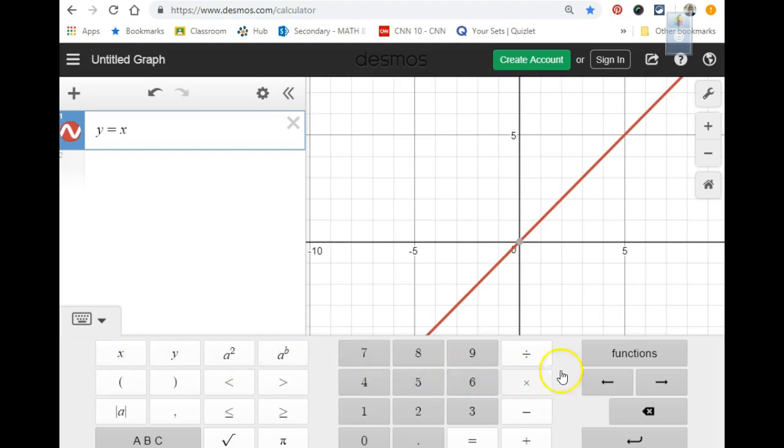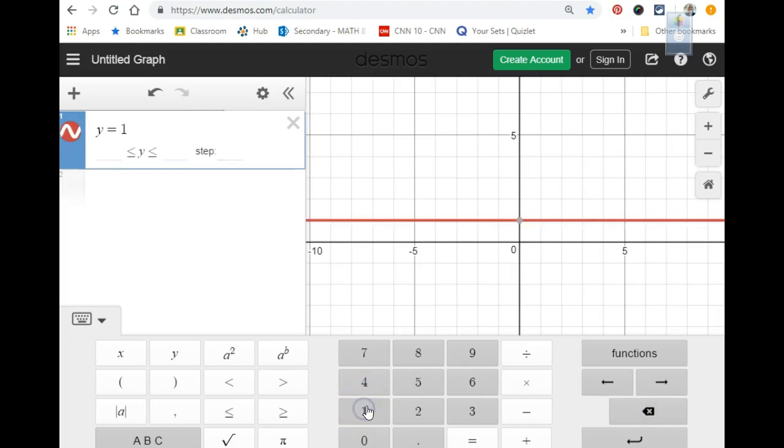Actually, before you do that, I want you to erase that y equals x and just put y equals 1. What's the slope of this line? 0, right? That's our horizontal. Remember the phrase? Horizontal. Because there is no x here, right? It'd be 0 times x.